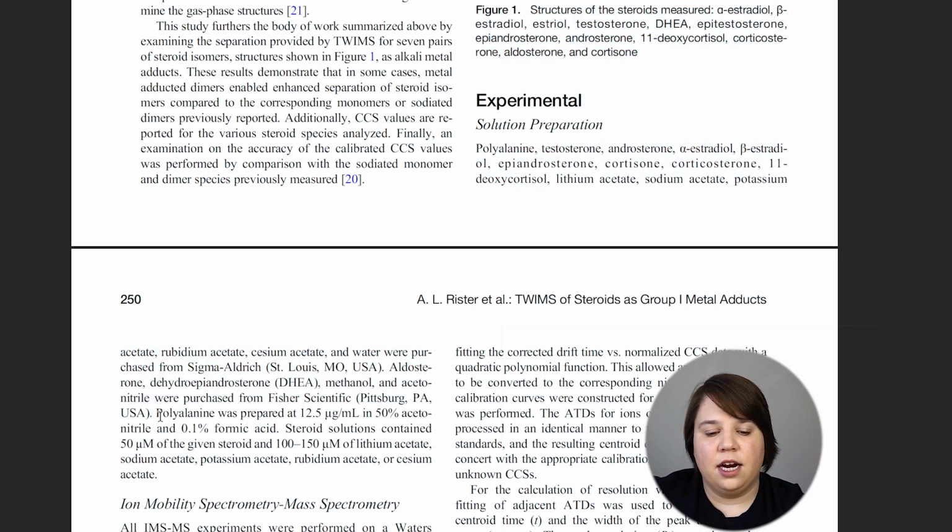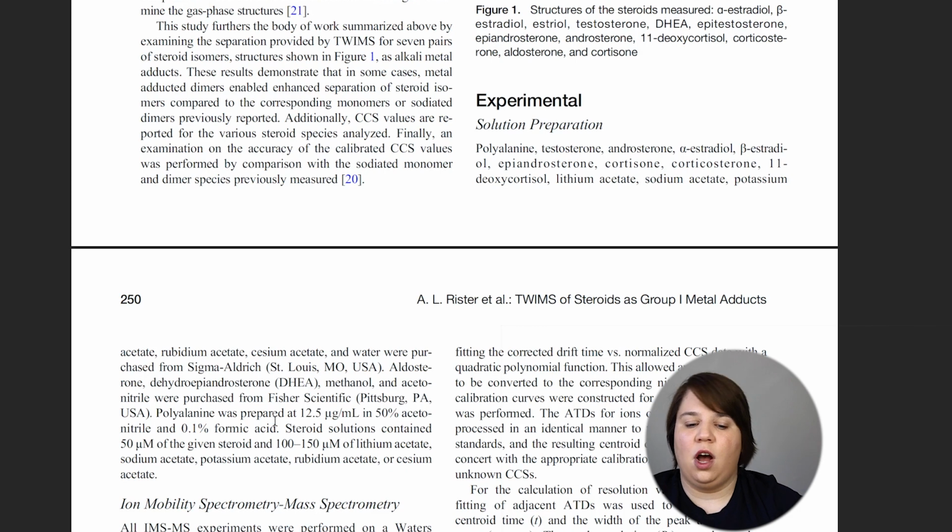And then here I would say, to calibrate collision cross-section values, polyalanine was prepared. So that now tells you why I'm creating this solution. And then I would say, to analyze steroid ion mobility separation and collision cross-section, the steroid solution. So that gives you a little bit more context rather than just saying polyalanine and steroid solutions, because you don't really know why I'm using those two things right now.